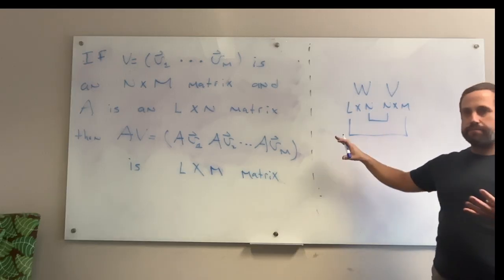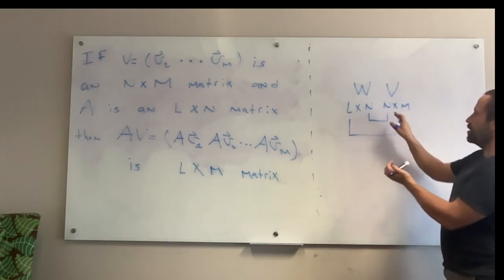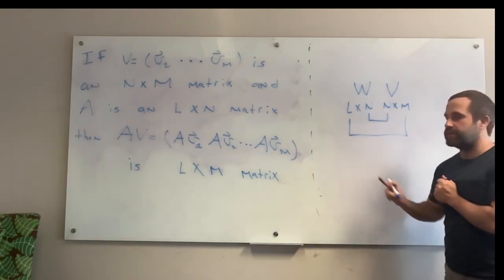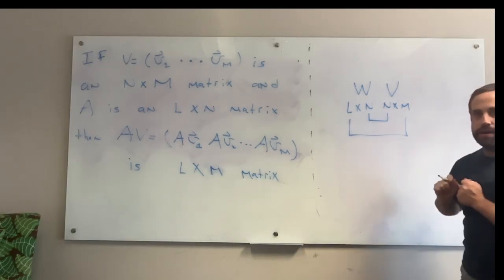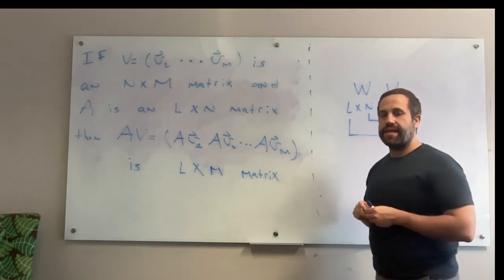So one sanity check, which I'll mention in the next video probably, or the video after that, is that if you have a product like this, for it to be defined, the inner dimensions need to be equal to each other, and the dimensions of the product are going to be given by the outer dimensions.